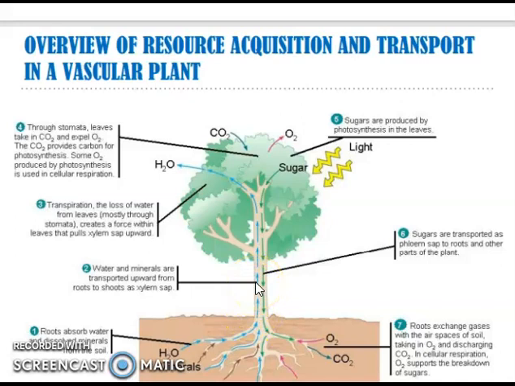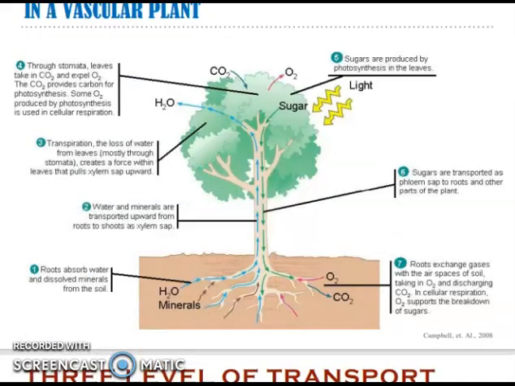Besides that, the plant resources shown in this figure are transported in plant tissue as follows. Using the vascular system, roots absorb water and minerals from the soil and transport them up as xylem sap. During photosynthesis, leaves take in carbon dioxide gas and expel oxygen gas and water molecules through stomata. The loss of water from stomata creates a force called transpiration that pulls xylem sap upward. Sugars produced by photosynthesis are transported as phloem sap to other parts of the plant.